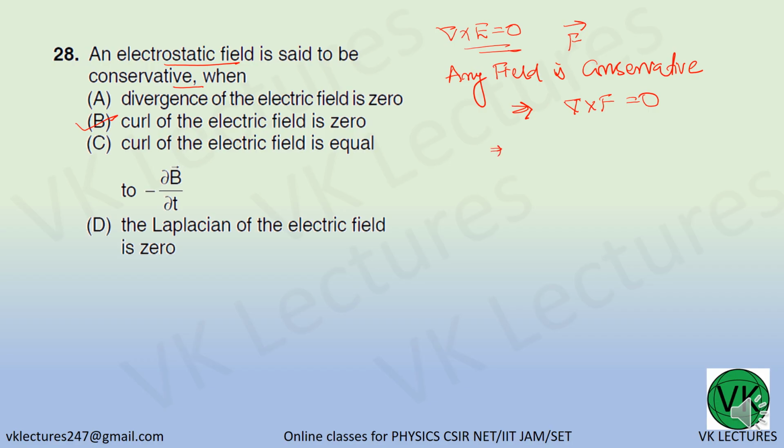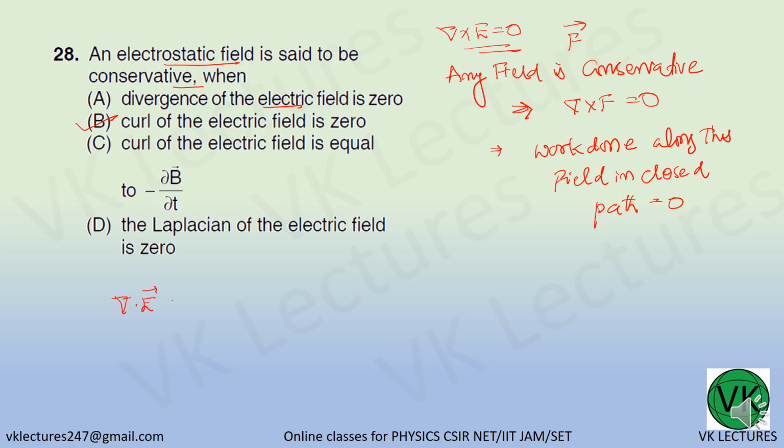What do you mean by conservative? If you make work done along this field in closed path equal to 0, work done along this closed path will be equal to 0 in this field. Now what is divergence of electric field is 0. Option A, divergence of electric field equal to 0. This is the first Maxwell's equation, equal to 0 in source free region.